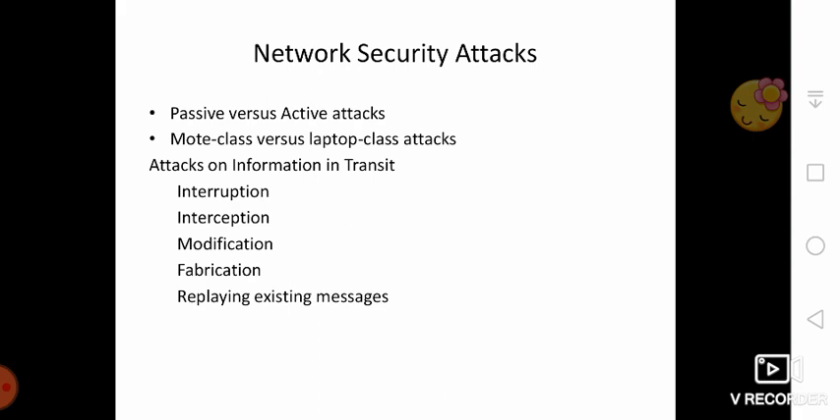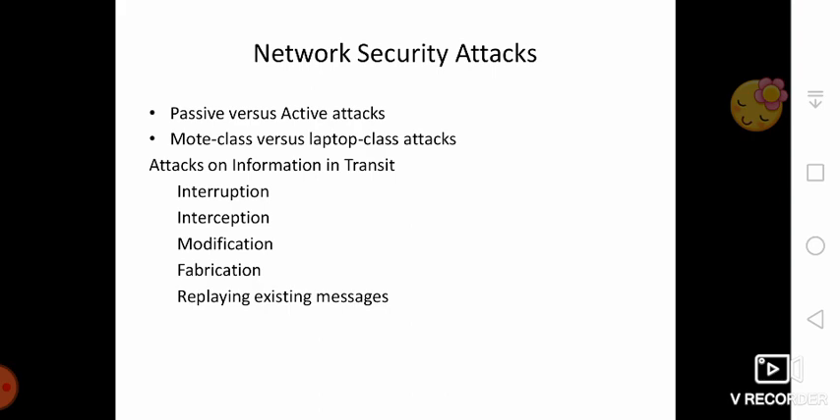Then attacks on information in transit. In sensor networks, a sensor monitors a specific parameter or value and reports to the sink according to the requirements. While sending the report, the information in transit may be attacked to provide wrong information to the base station or sink. So the attacks are interruption, interception, modification, fabrication, or replaying existing messages.